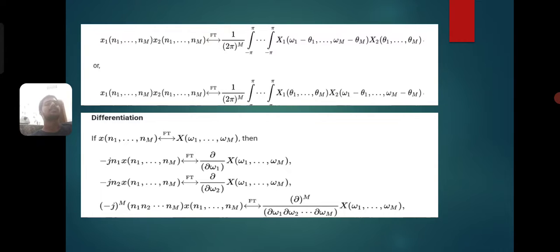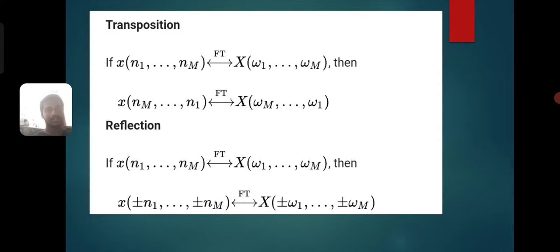If x of n1 so on to nm has the Fourier transform X of w1 to wm, then by considering the Fourier transformation equation, minus j n1 x of n1 to nm has the FT del by del w1 of X of w1 to wm, and minus j n2 x of n1 to nm has the FT del by del w2, and in general del power m by del wm del w2 so on, X of w1 so on to wm.